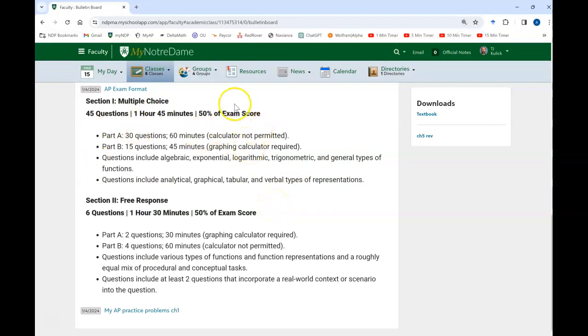So, just a reminder, the test breakdown. There's 45 multiple choice questions, 30 without calculator, 15 with. The 30 questions represent 1/3 of the points. The 15 represent 1/6 of the points. And you can see the times. There's an hour for the 30 and then 45 minutes for the 15. And then there's 6 free response questions. The first 2 are calculator active. That's 1/6 of the total points. And then the last 4 are no calculator. Those are 1/3 of the total points.